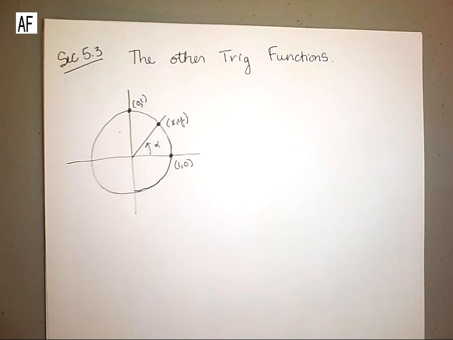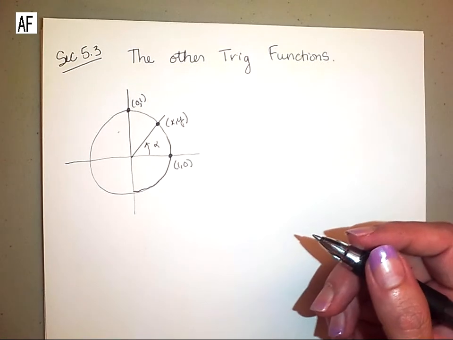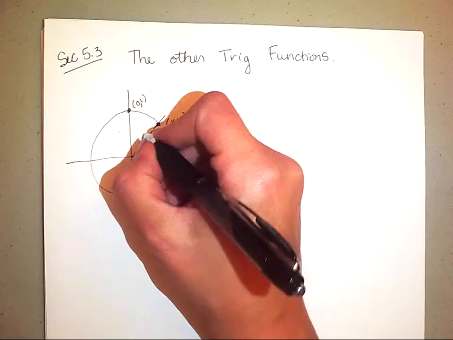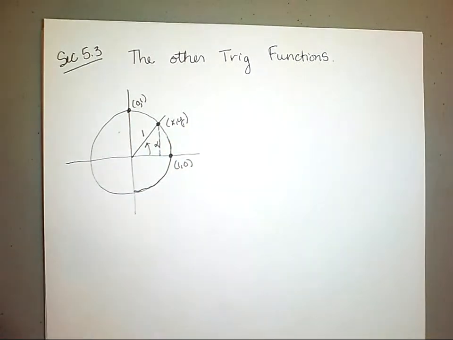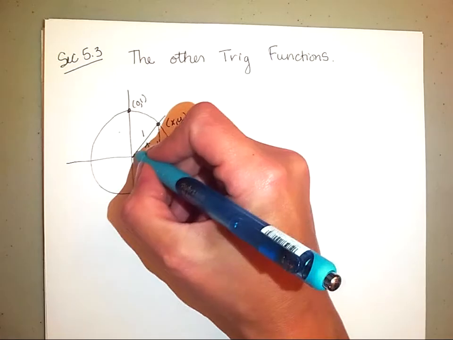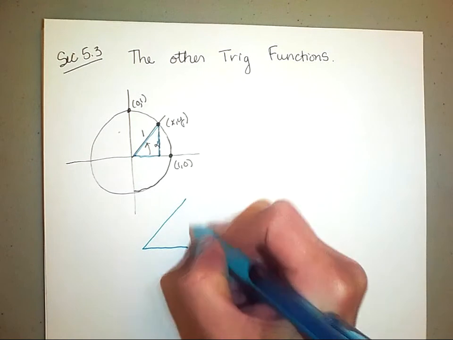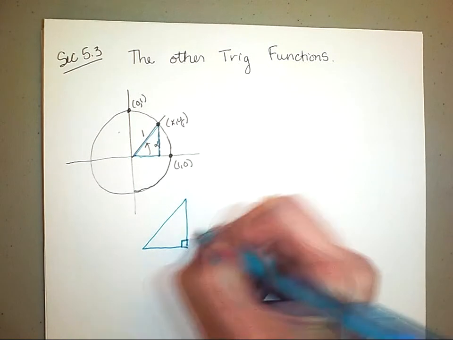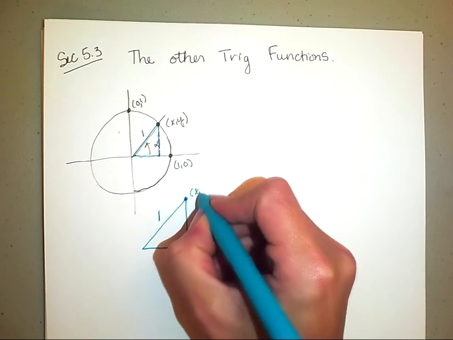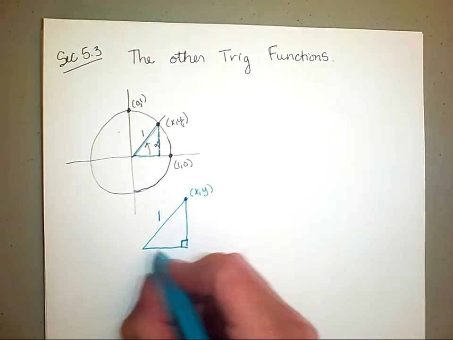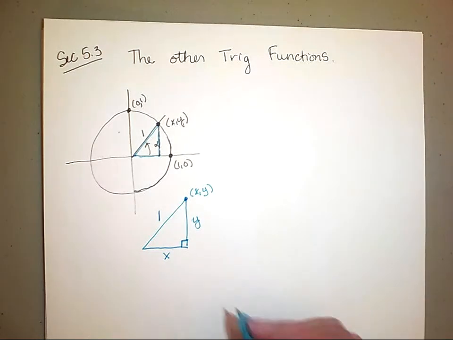This might be easier to see. This is a radius of 1, because we could drop an altitude here, and then we would form a triangle, like so. If I pull that triangle out, it will be a right triangle. The hypotenuse is a length of 1. Here's the point (x, y) where it cuts the circle. Then the length of this side must be x, and this side must be y.